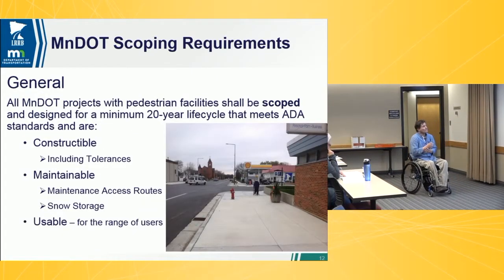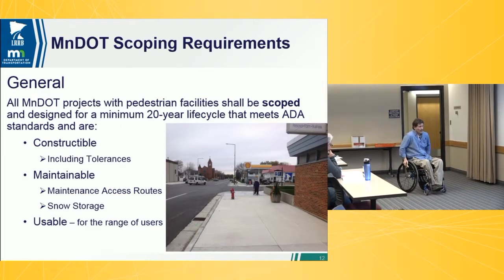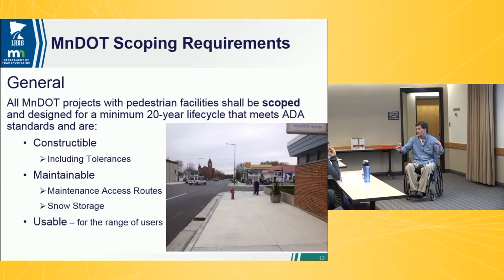So again, we have a 20-year life cycle for our pedestrian facilities. That's the scope we're talking about: getting the footprints, moving the barriers out of the way, setting your curb lines differently. We're also making sure we design them to be constructable with tolerances, maintainable, with maintenance access routes, snow storage, and minimizing V-curb, and usable for the range of users. So not just always the minimums; make sure you're seeing what the pedestrian needs are and designing to them.